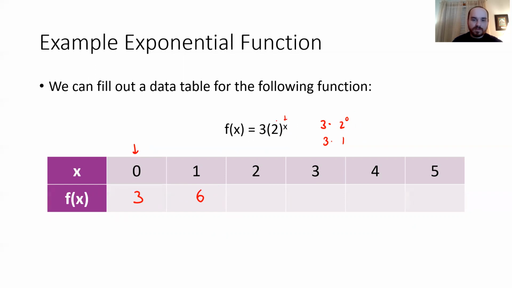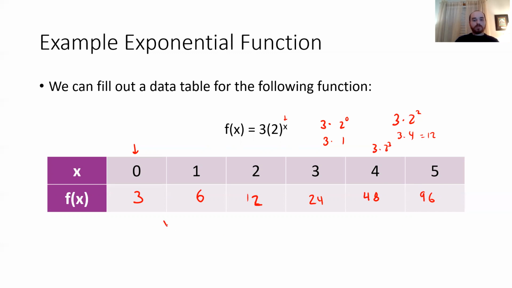Then we've got, let's see, 3 times 2 squared. 2 squared is 4. 3 times 4 equals 12. Now, you might already be noticing the pattern that's coming here, but we're going to go ahead and do these all out anyway. When we plug in 3 for x, we get 3 times 2 to the third. 2 to the third is 8. 8 times 3 is 24. And then the next one, we have 2 to the fourth. That's 16 times 3. That's 48. And 2 to the fifth is 32. 3 times 32 is 96.